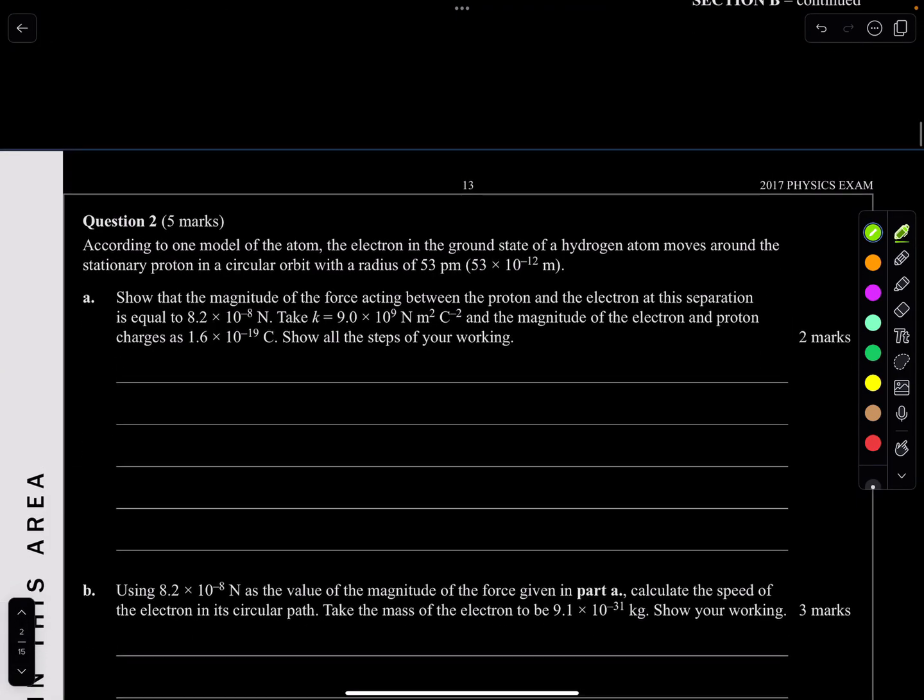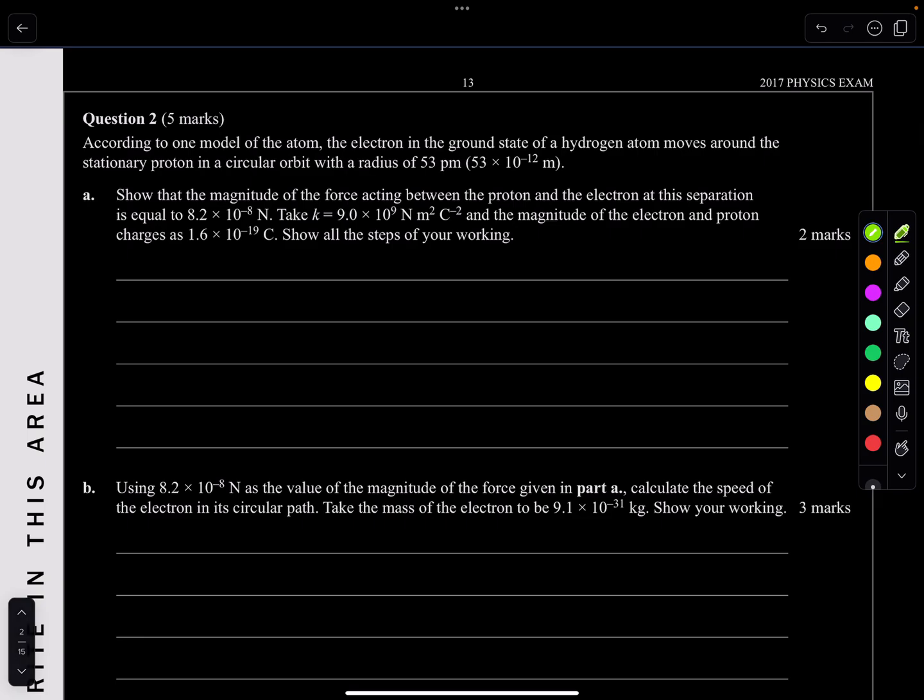Nice. Question 2. According to one model of the atom, the electron in the ground state of a hydrogen atom moves around a stationary proton in a circular orbit with radius 53 picometers. Show that the magnitude of the force acting between the proton and the electron at this separation is equal to the given value. Take K as given, and the magnitude of the electron and proton charges as given. Show all steps of your working.